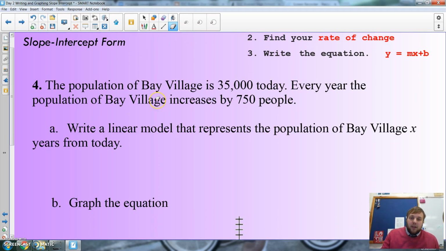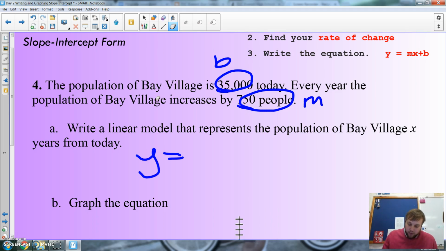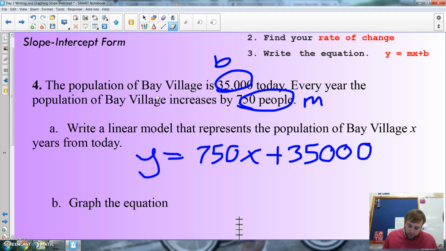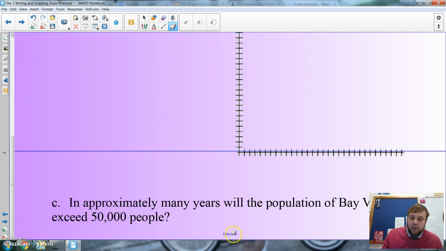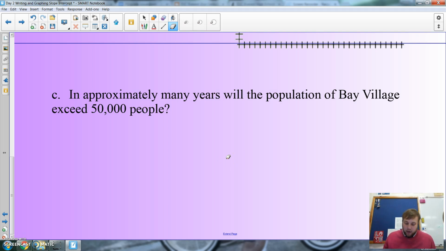Okay, population of Bay Village is this much. That looks like a beginning. Village increases by this many people. That seems like a movement. It's going to be Y equals 750x plus 3,000. Okay. Graph the equation. I'm going to skip the graphing. We're going to go right down to C just so we know. All right. I'm the least worried about graphing. In approximately how many years will the population of Bay Village exceed this many people?